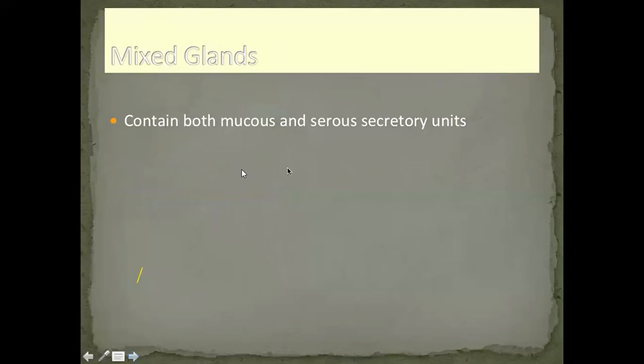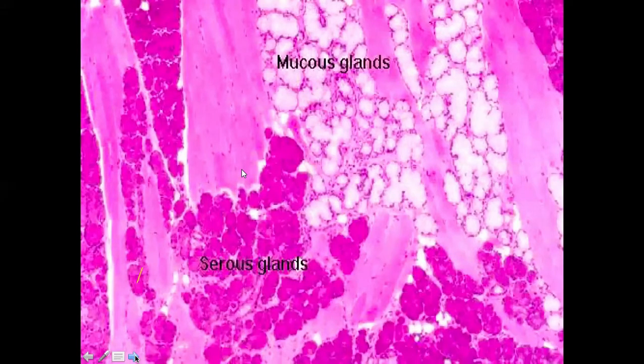Mixed glands contain both mucus and serous secretory units. So the best example is this one. Mucus gland, yung mga puti-puti, parang empty. Then the serous glands, this one, the pinkish material. So it is a mixed gland.